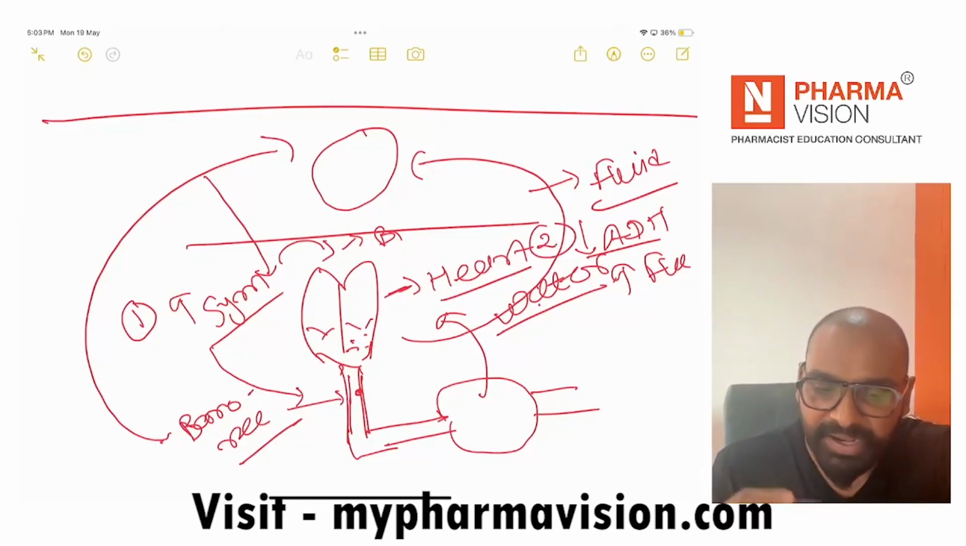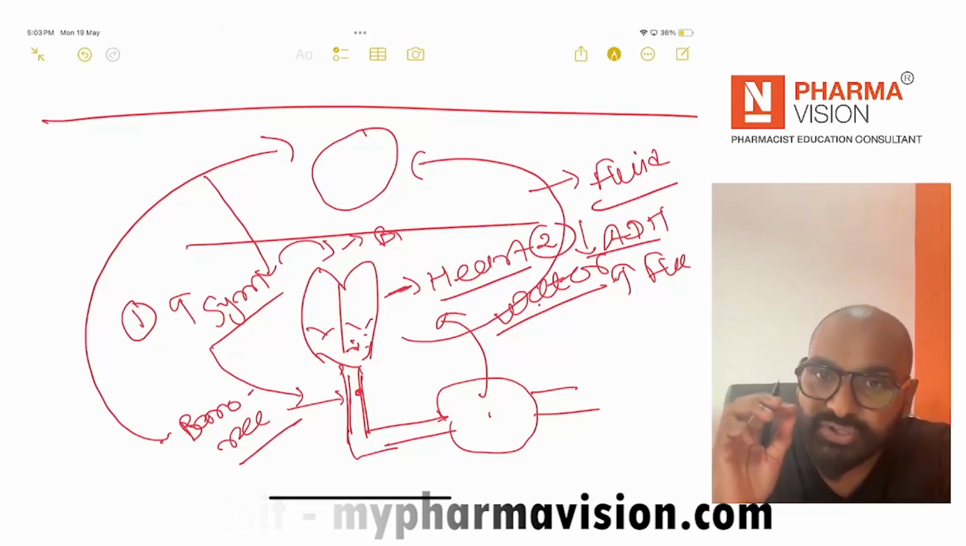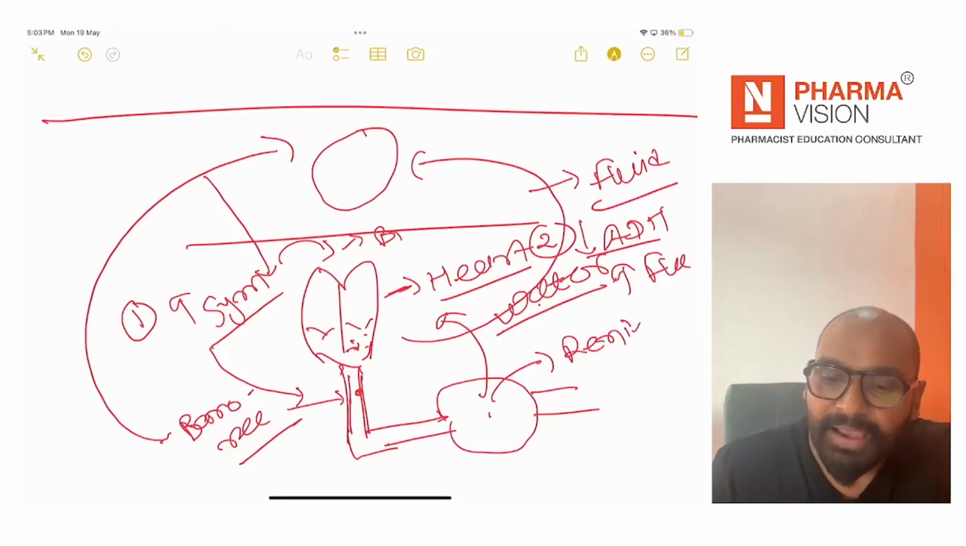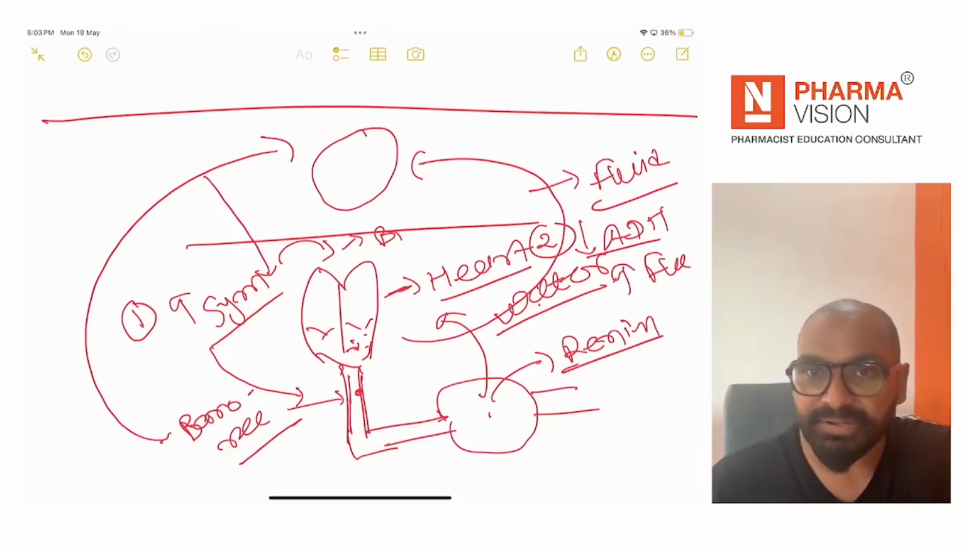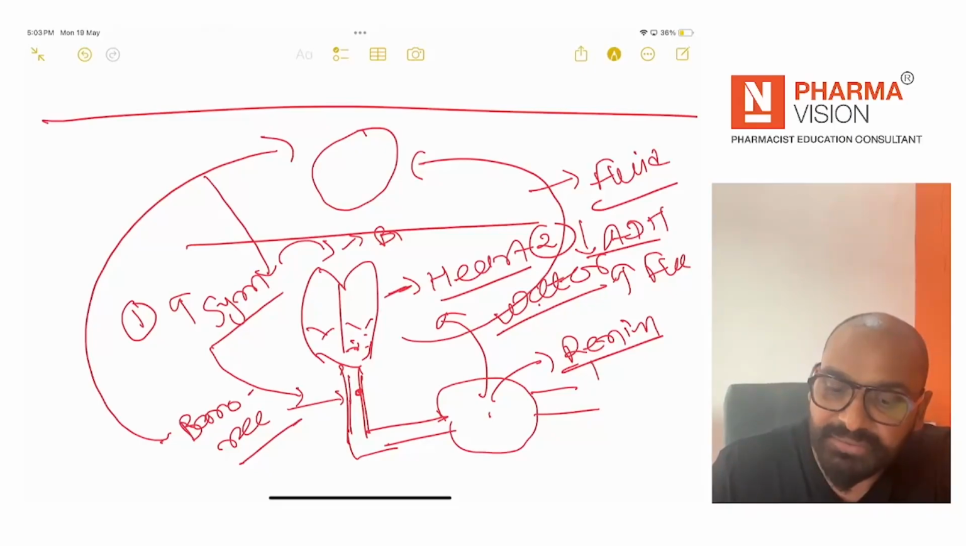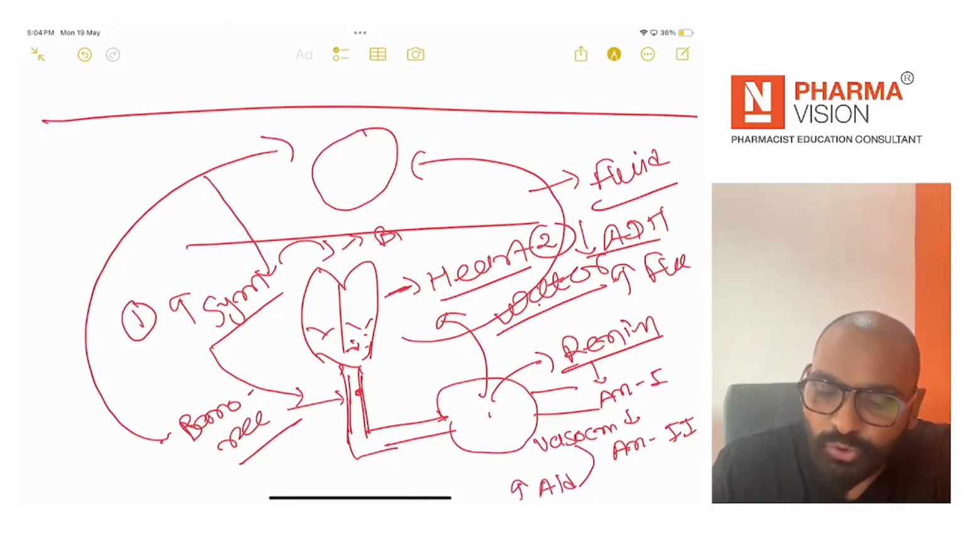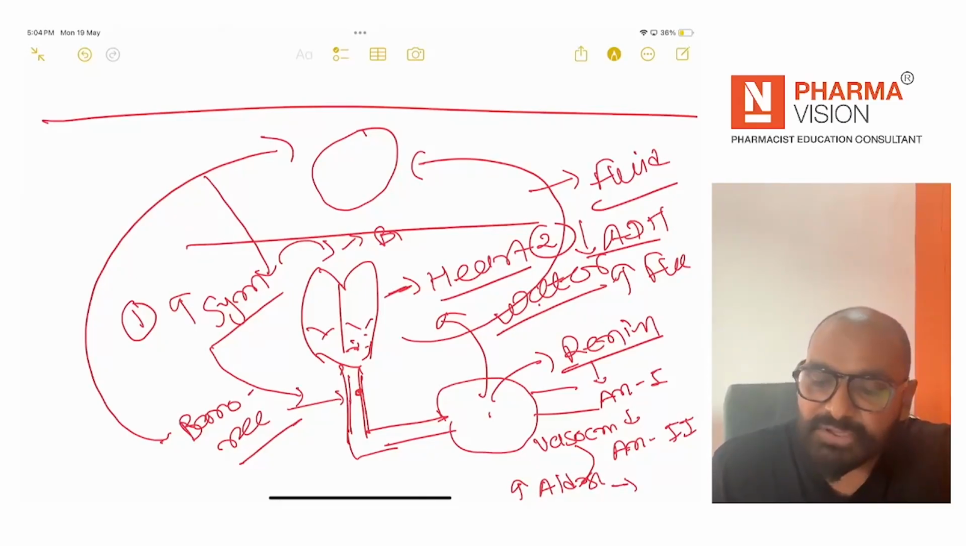The third compensatory mechanism: the heart is not pumping properly. That means the kidney is not getting enough pressure, there is not enough perfusion at the kidney. They increase the renin release, and at the same time the renin-angiotensin system is activated. This renin-angiotensin system increases the angiotensin 1 to angiotensin 2 conversion. This angiotensin 2 has two unique functions. One is vasoconstriction, and second is that it increases the aldosterone level. This aldosterone causes water and sodium retention and potassium excretion.